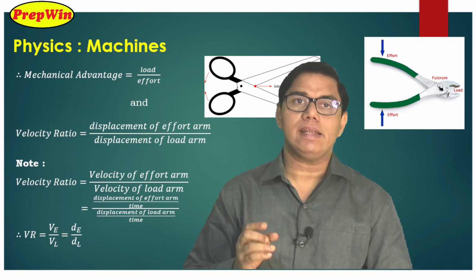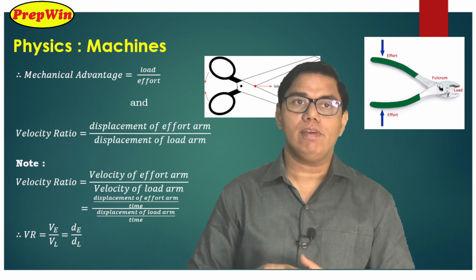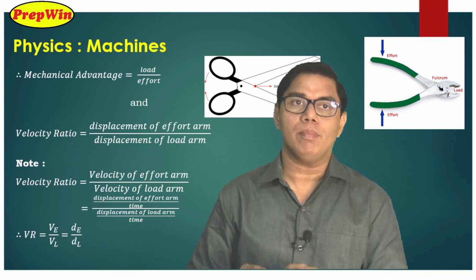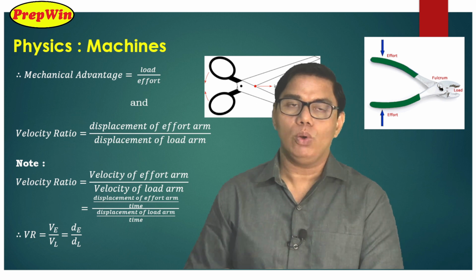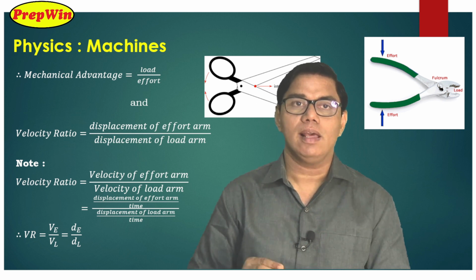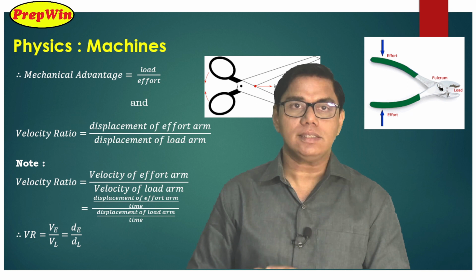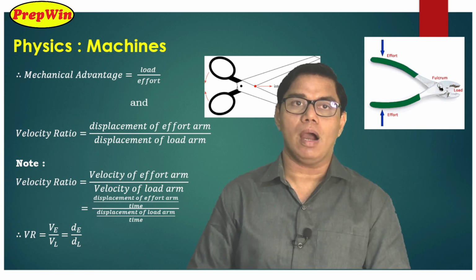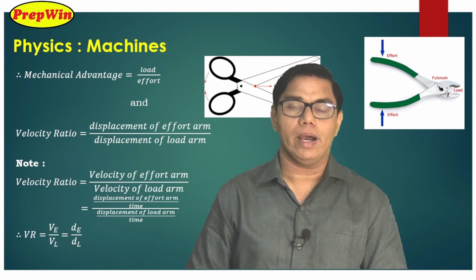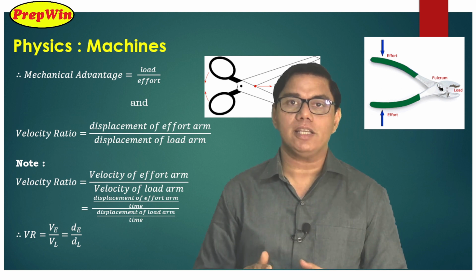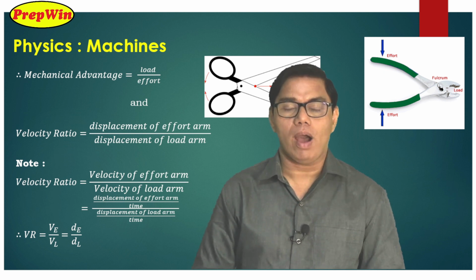So time and time will get cancelled, and we will get velocity ratio equal to displacement of effort arm upon displacement of load arm, after cancelling time from both the denominators. Now the million dollar question is, is time equal for the displacement of the effort arm and the displacement of the load arm? So the answer is yes.